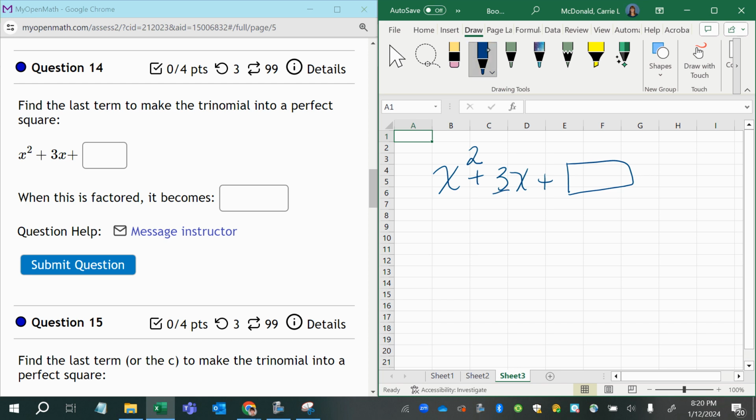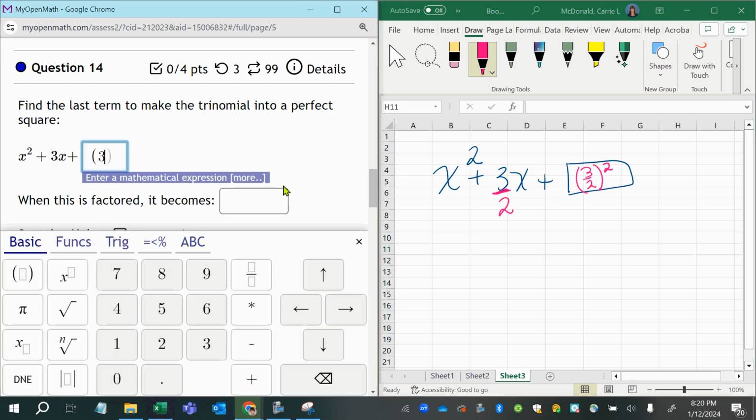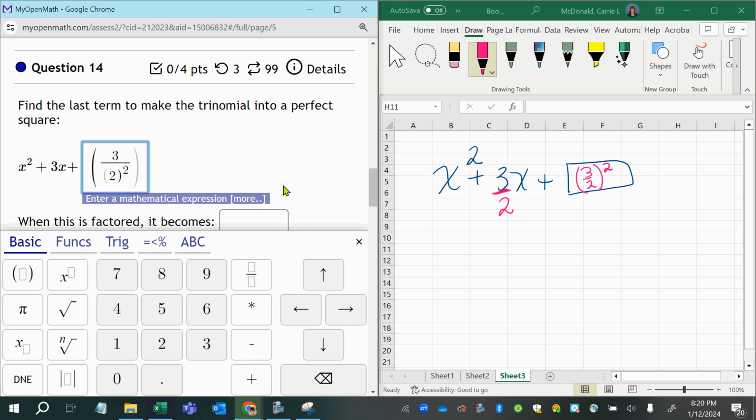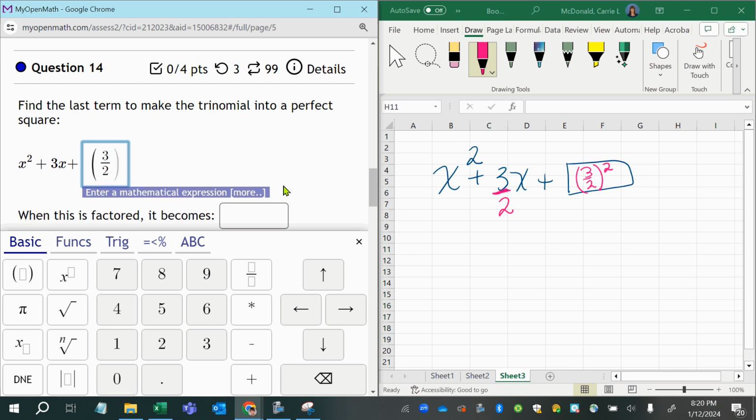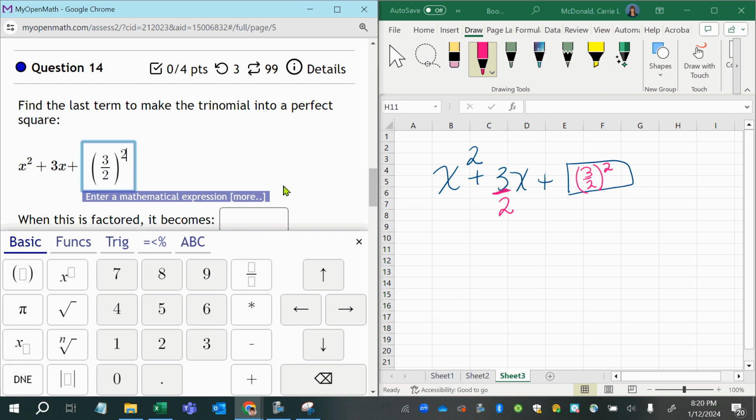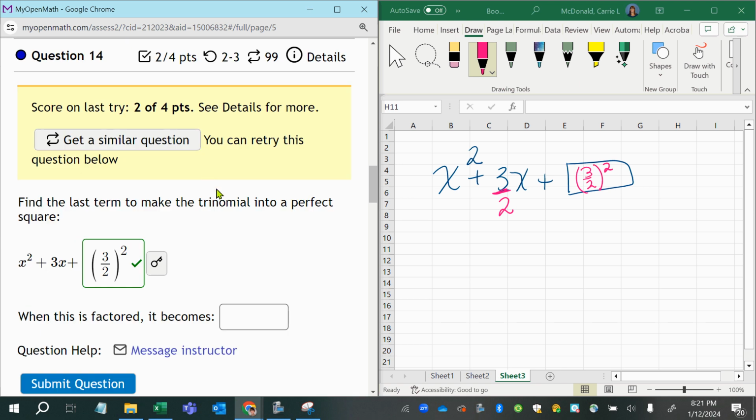Now, all we got to do, like we've done in the past, is figure out what half of that middle term is, and we have 3 halves. So what we want to add on is 3 halves quantity squared. Now that might seem scary to you, especially since we're probably not going to leave it as 3 halves squared. Let's see what happens if I put 3 halves quantity squared. I wonder if it'll actually take it. It didn't mind it actually.